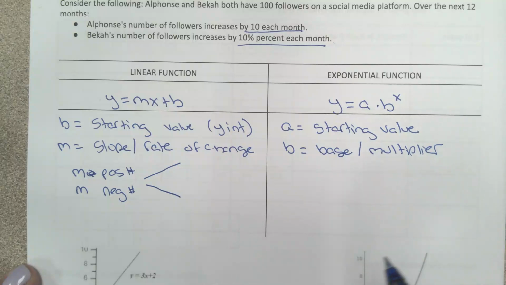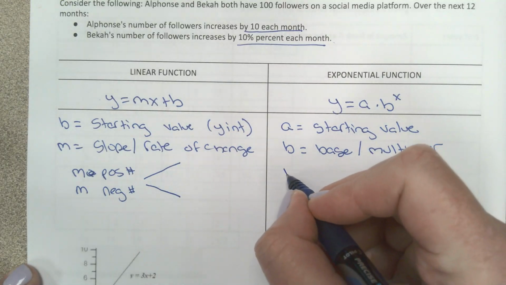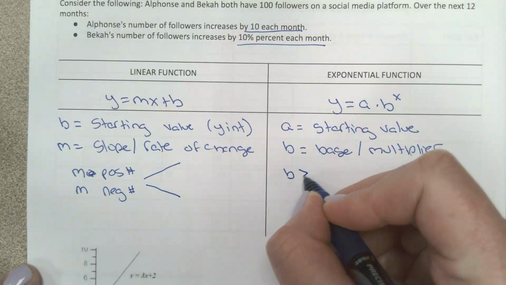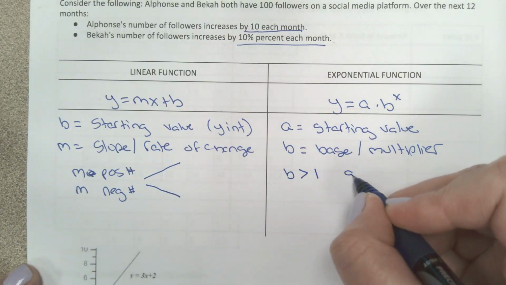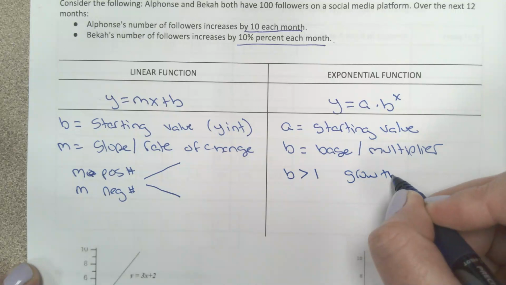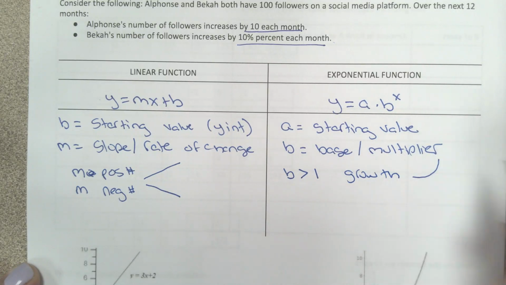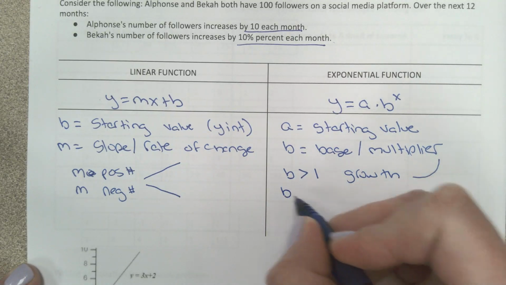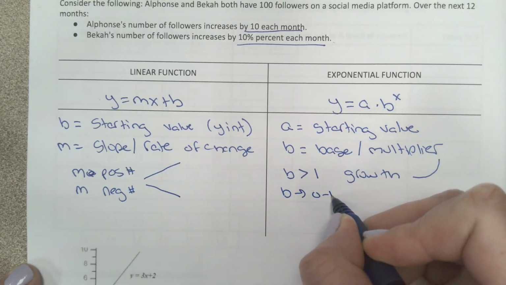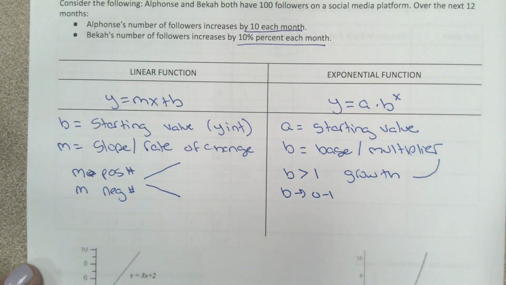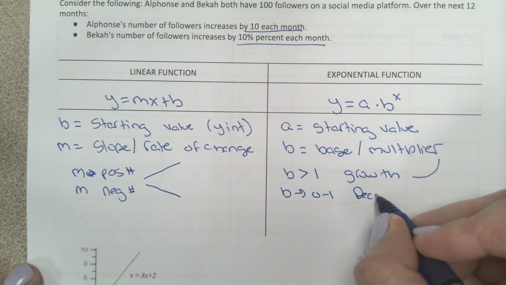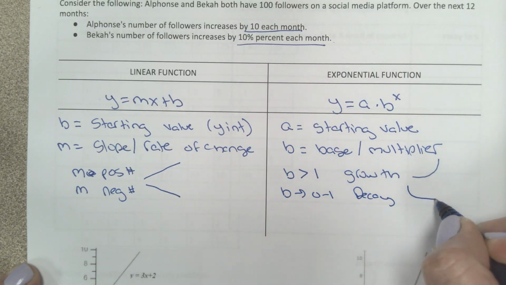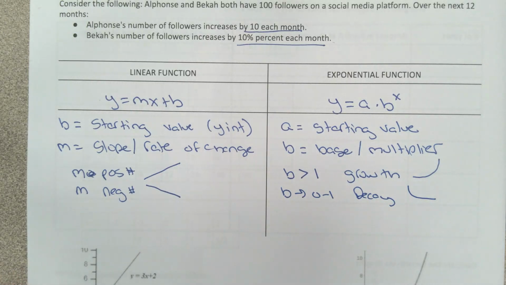On this one, if b is a number that's greater than 1, you would have a growth function, and it looks something like this. And if b is a number between 0 and 1, then you get a decay function, which looks something like this.